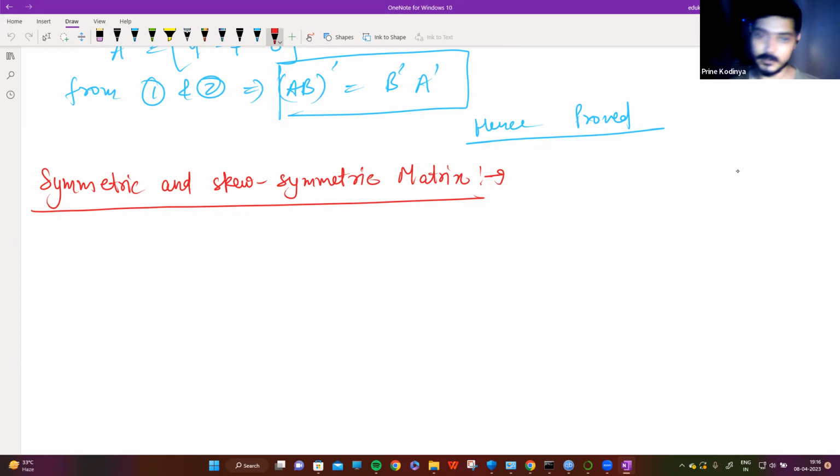Now these two are important. One of the two important matrices, a very important pair of matrices, symmetric and skew symmetric. Now, what are these? First of all, we will discuss what these symmetric and skew symmetric matrices are. So some matrices are like that.